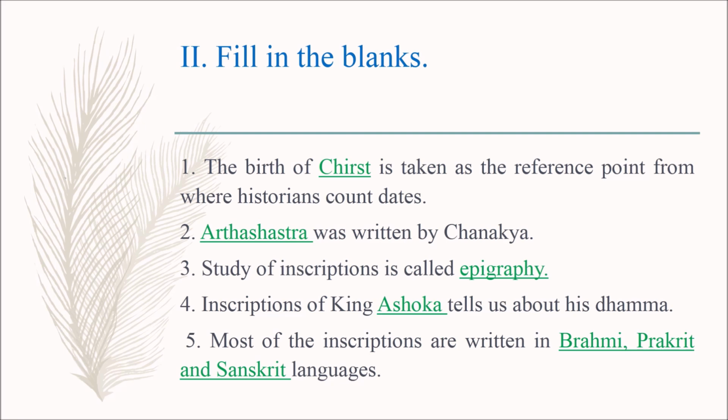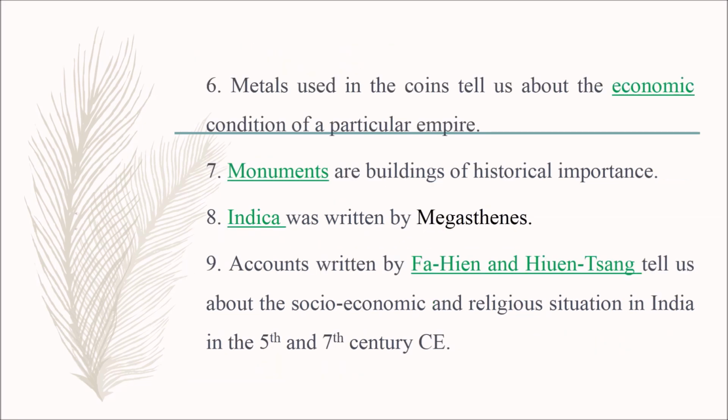Question number 5. Most of the inscriptions are written in dash and dash languages. So the answer is Brahmi, Prakrit and Sanskrit languages. Question number 6. Metals used in the coins tell us about the dash condition of a particular empire. So the answer is economic condition.